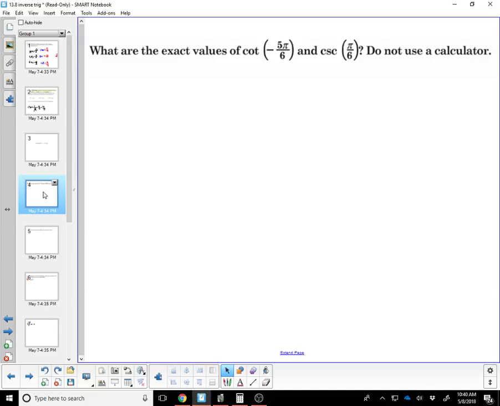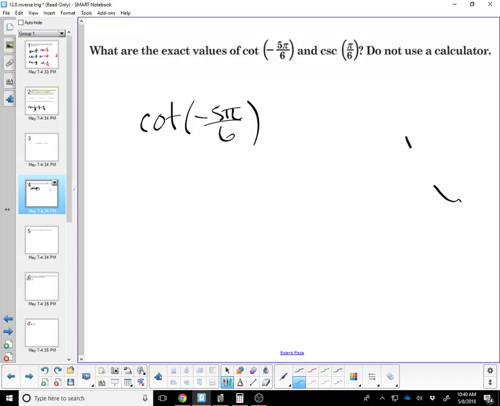All right, you guys ready? Let's do this. Here they want us to find the cotangent of negative 5 pi sixths. Okay?